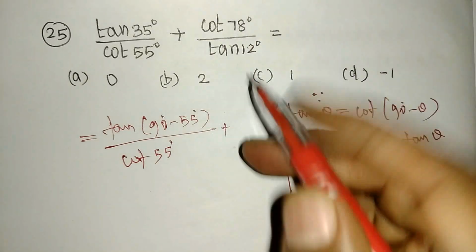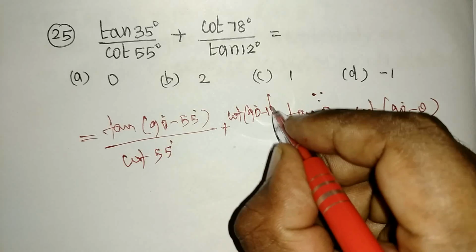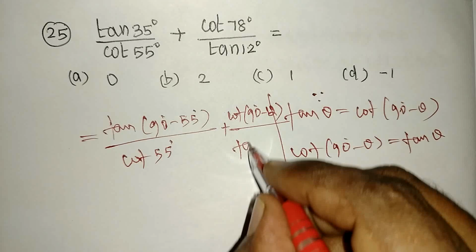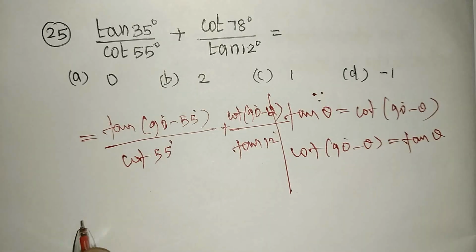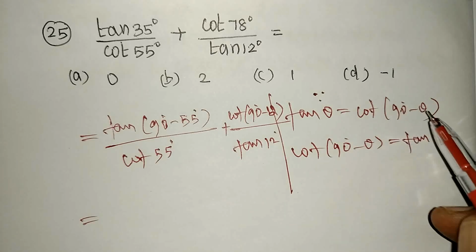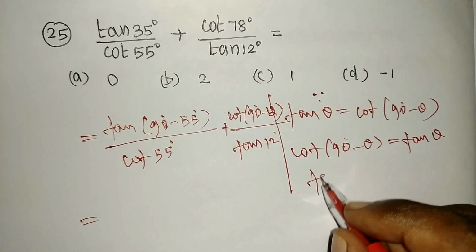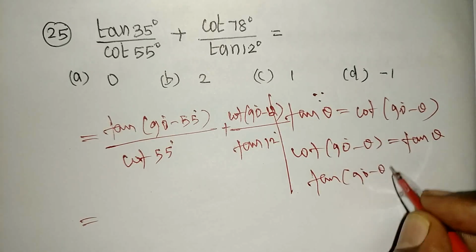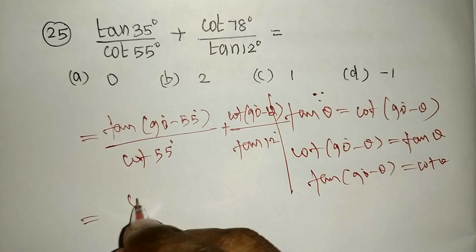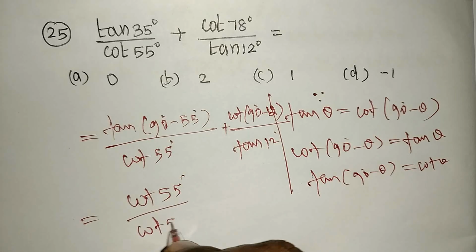And here this cot, so cot of 90 minus 12, then you will get 78, whole divide, denominator don't do anything, tan 12 degree. Now see this is tan of 90 minus theta. So tan of 90 minus theta, same thing I have written here. Tan of 90 minus theta is equal to cot theta. So here the cot theta value is 55. Divide the same cot 55.